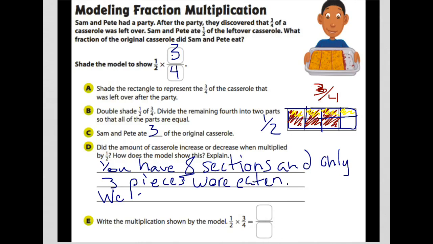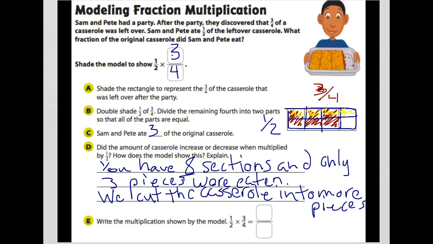So we cut the casserole into more pieces. So write the multiplication shown by the model, 1/2 times 3/4. So when I'm multiplying fractions, I just have to do the numerator times the numerator. So 1 times 3 is 3. And then I have to multiply 2 times 4, which is 8. So my answer is 3/8.